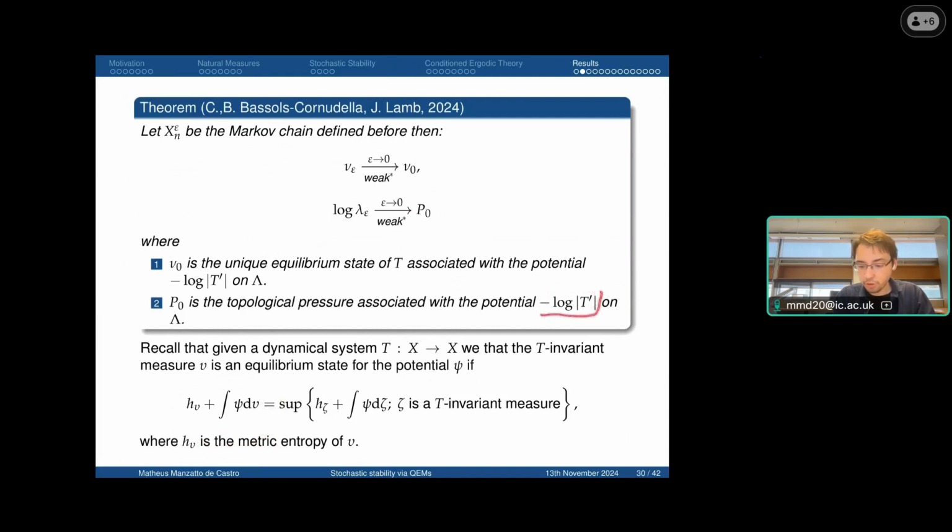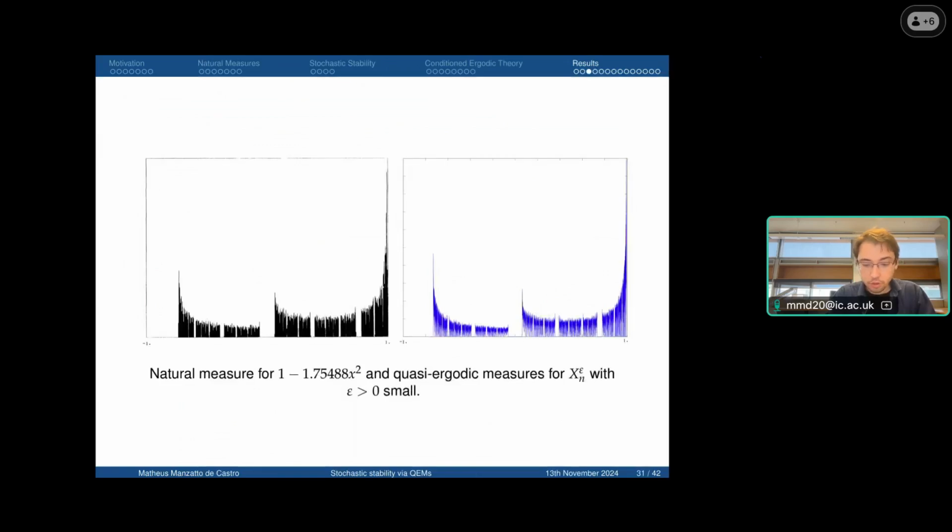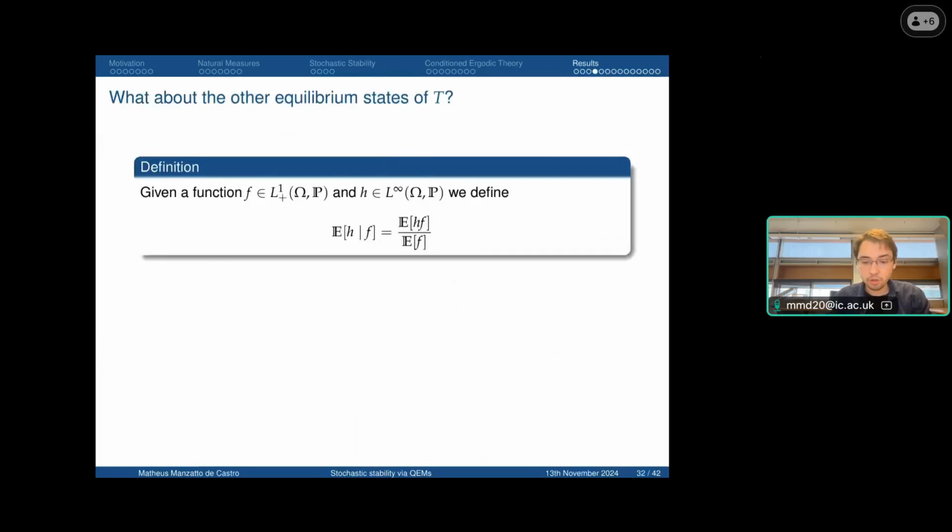It's worth mentioning that for expanding maps, this is a really important potential because it gives rise, if you are familiar, to the SRB measure for endomorphisms, right? In the expanding case. So now the picture makes sense, right? This is going to this equilibrium state, nu0, and due to spectral gap, in some sense, one can show that this natural measure will also go to the same measure. So we understand well why these two objects are similar, right?